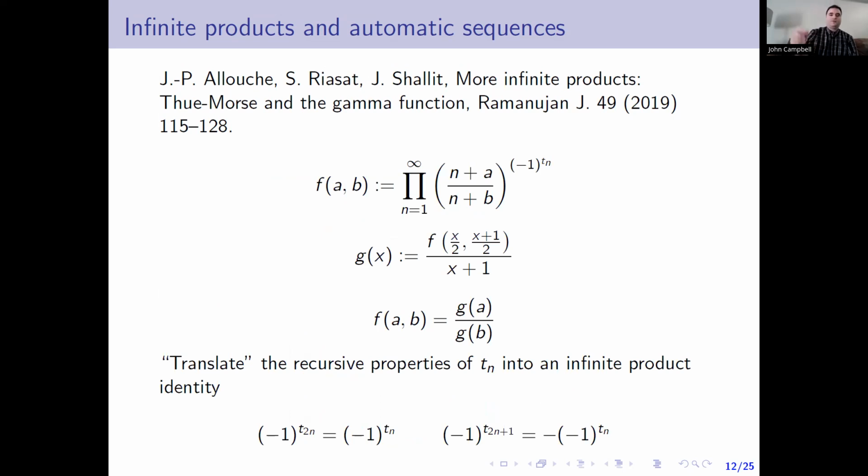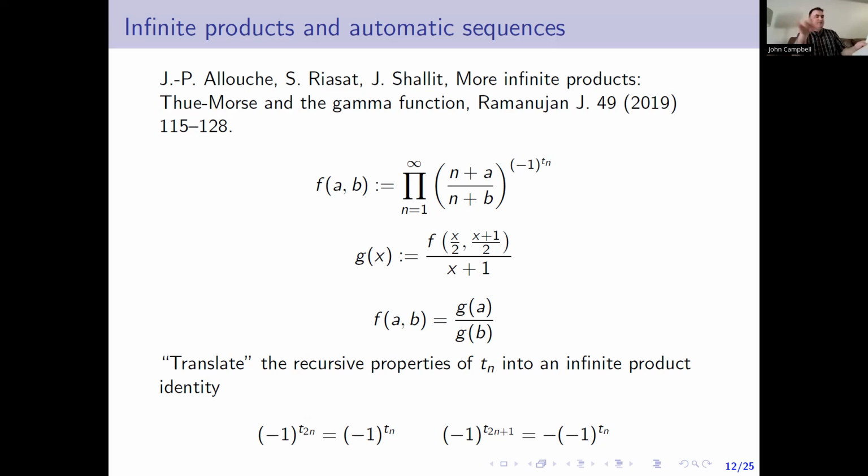So following the work of Alush and Riazat and Shalit, we define the bivariate function f in the manner I have indicated to generalize the Woods-Robbins product, and we define this univariate function g in relation to f as I have specified. And there is a remarkable recursion for the f function that was introduced and proved in the Ramanujan journal reference I have cited. And this recursion is given by how we can express the function f with arbitrary arguments given by complex numbers that are not negative integers as a quotient of the function g.